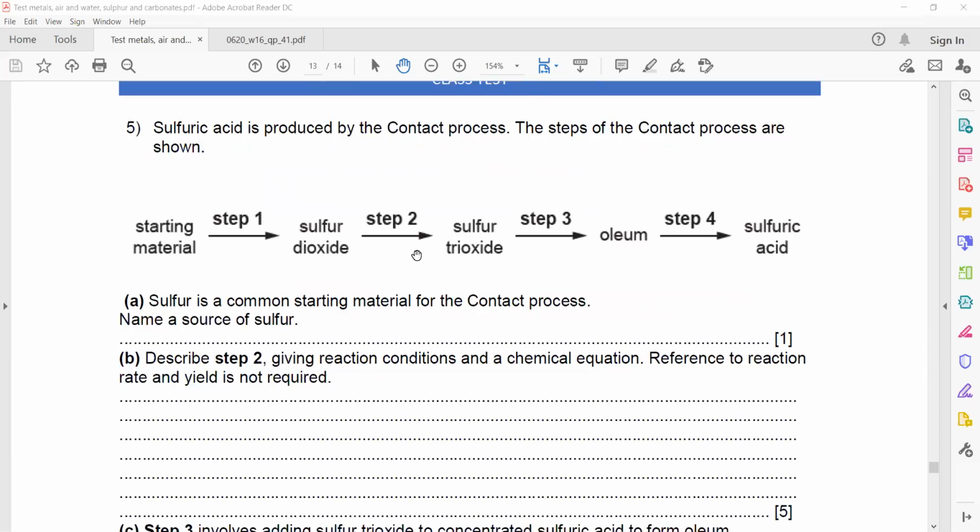Sulfuric acid is produced by the contact process. The steps of the contact process are shown. Sulfur is a common starting material for the contact process. Name a source of sulfur. So where do we obtain this sulfur? Mainly from fossil fuels, which are rich in sulfur.